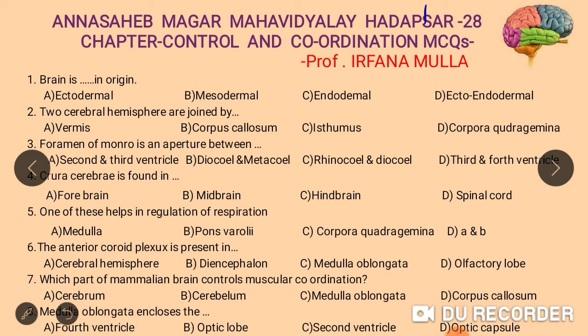In this video, we will be discussing MCQs on the topic of control and coordination. Our first question is: the brain is ___ in origin. Ectodermal, mesodermal, endodermal, or ecto and endodermal. Friends, you know about that.